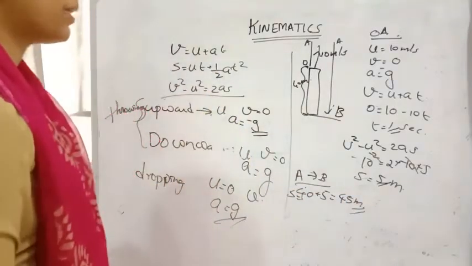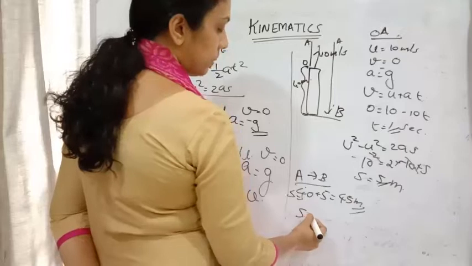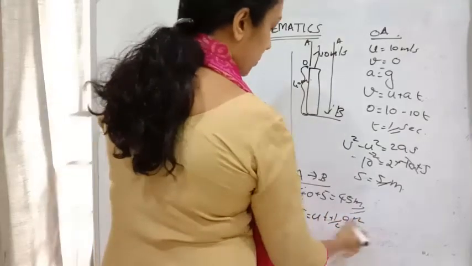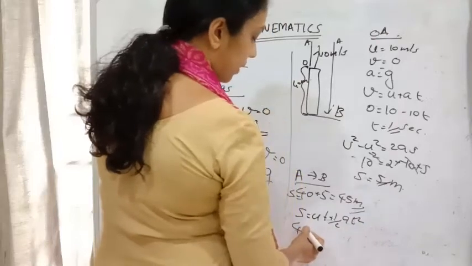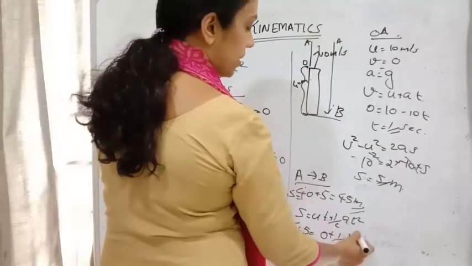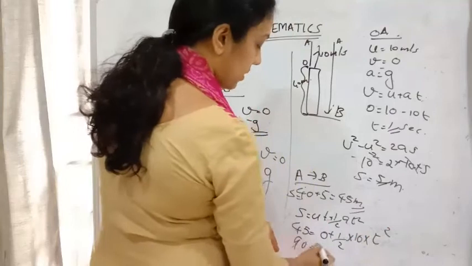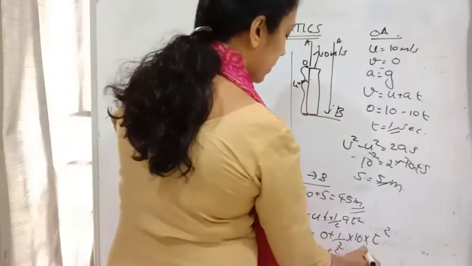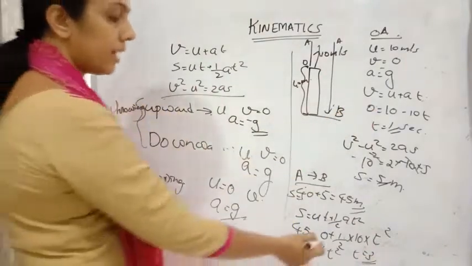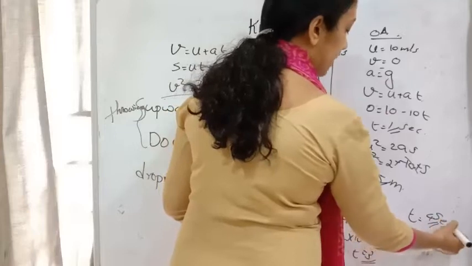What will be the time required? Initial velocity is equal to 0. Therefore we substitute in s equals ut plus half at square. 45 equals 0 plus half into g, which is positive, into t square. Right? Therefore 90 equals 10t square, and t equals 3. So here t equals 1 and here t equals 3, so together it will be 4 seconds.